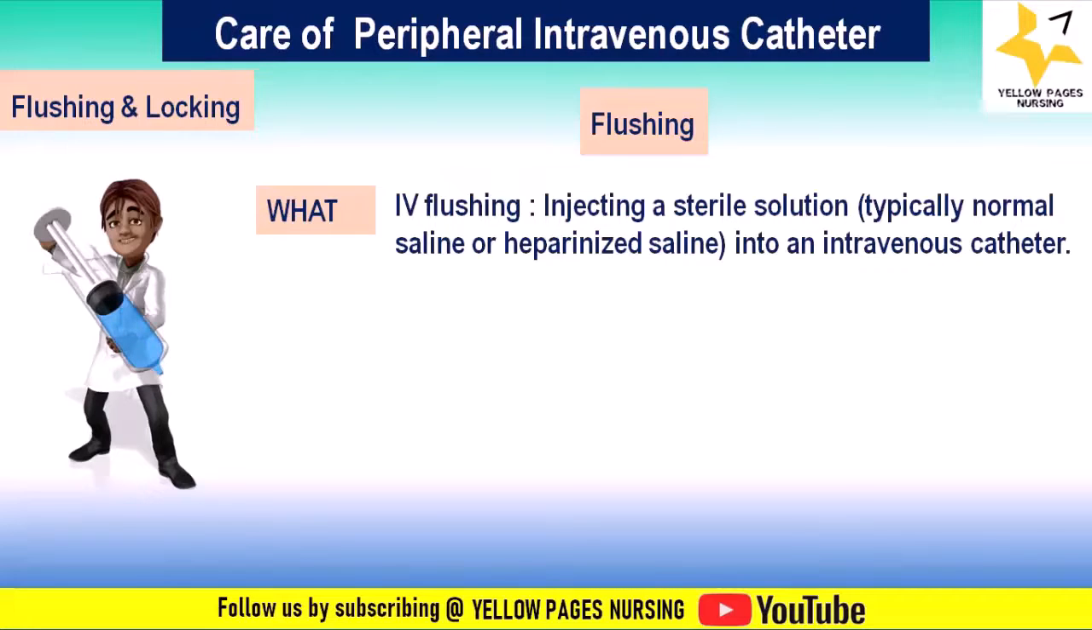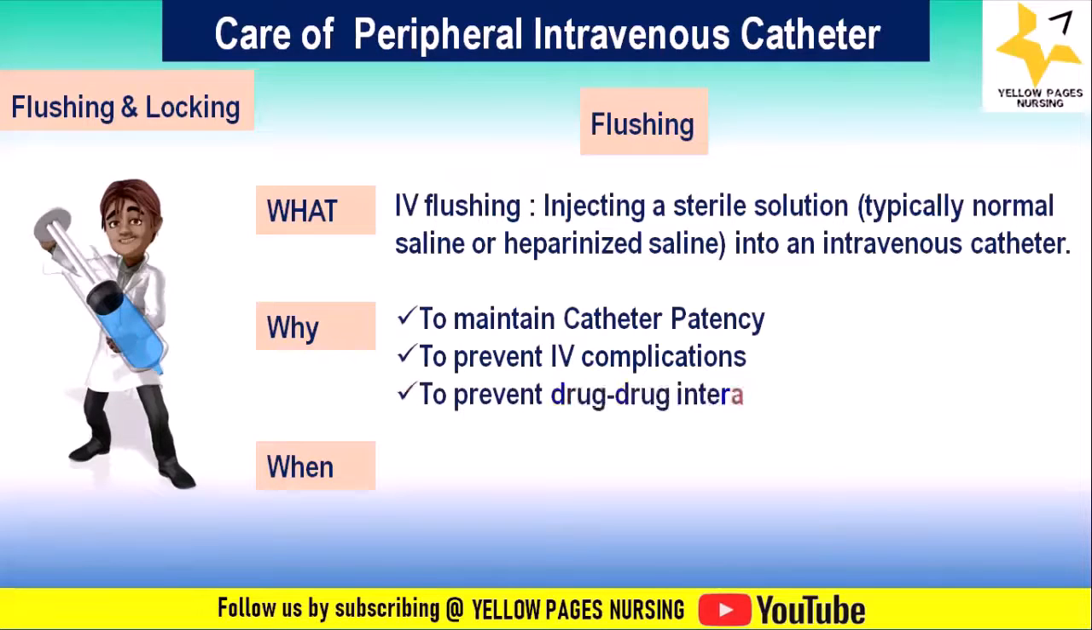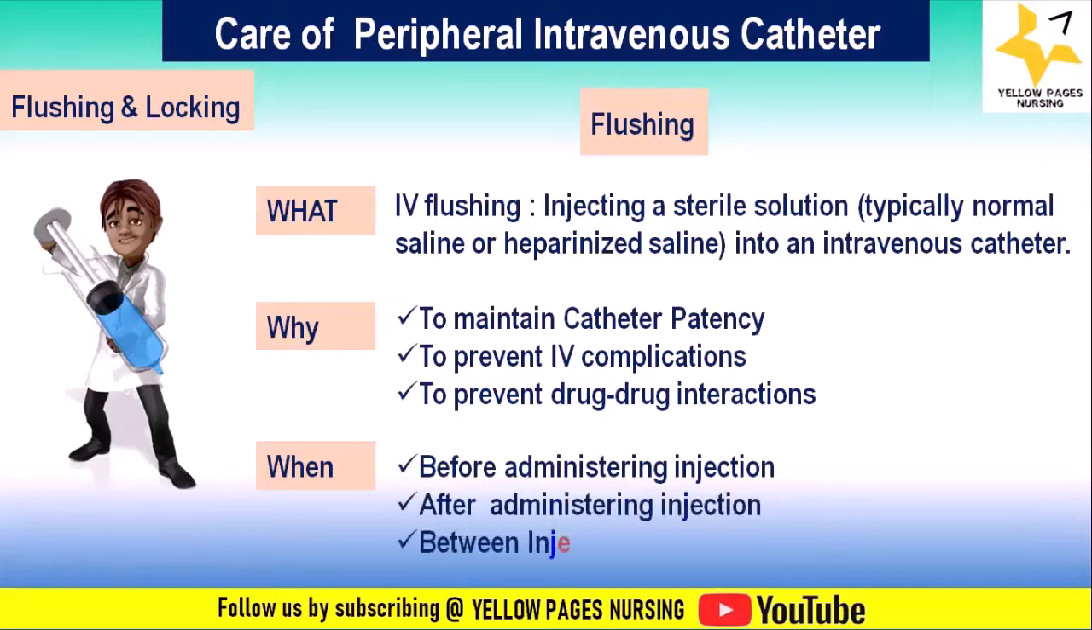Why is flushing important? In order to maintain catheter patency, to prevent IV complications such as occlusion, phlebitis, etc., and to prevent drug-drug interactions. While administering multiple IV injections, IV flush should be used between injections in order to prevent drug-drug interactions. Now, when is IV flushing done? Before administering injection, after administering injection, and between injections.